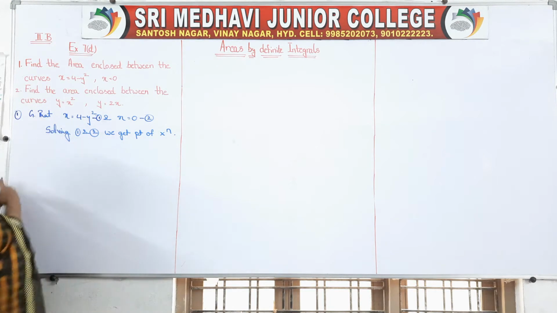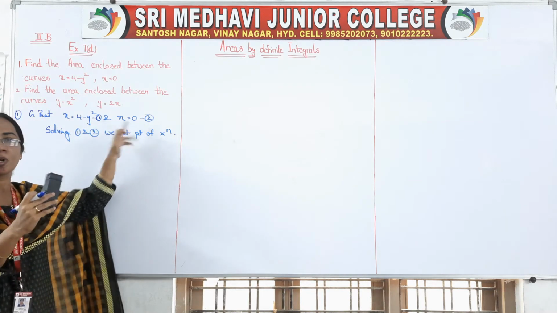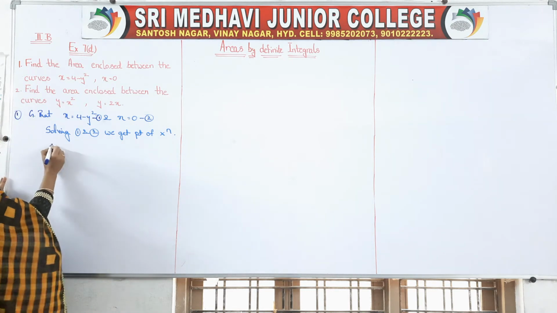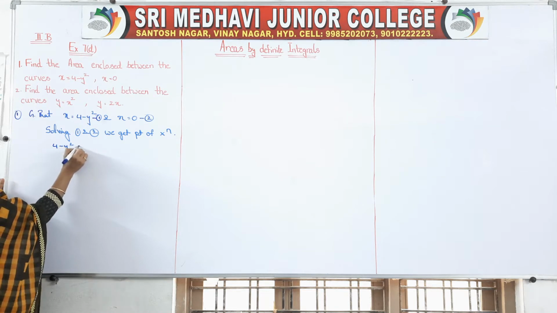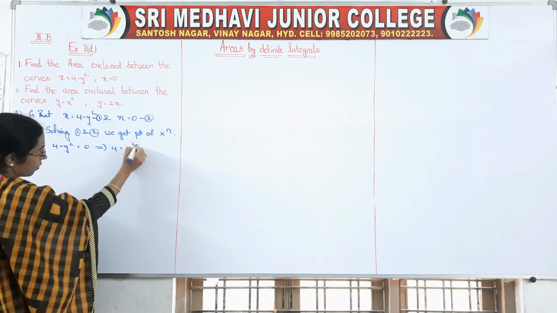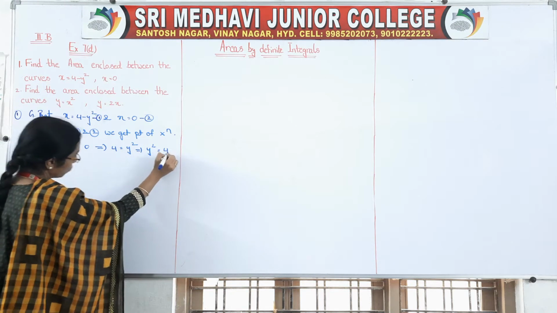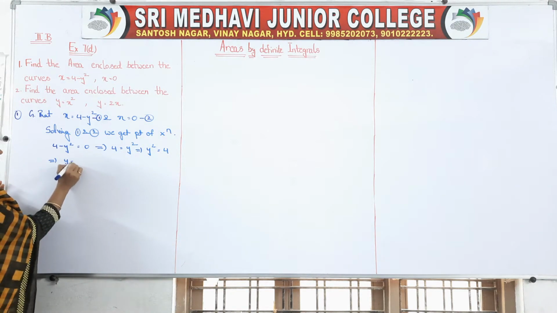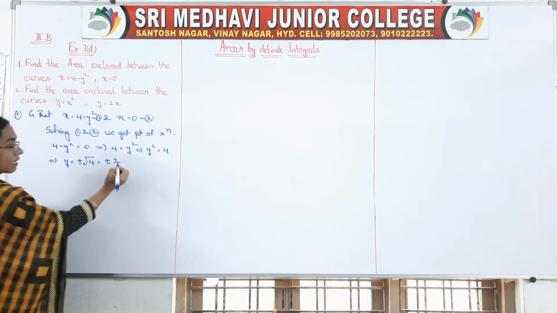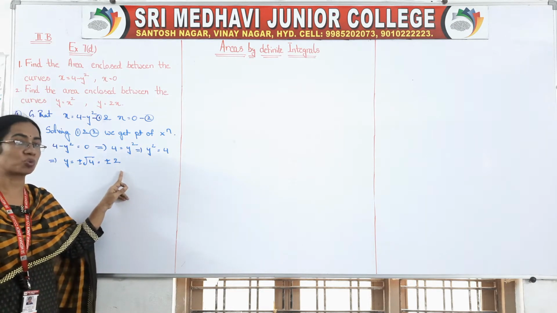Then what happens? If you see the left side of the equations, x is equal to, on the right side we can equate. Left sides are both equal, so we can equate the right sides. So it is 4 minus y square is equal to 0, implies 4 is equal to y square. Right, so we can write this as y square is equal to 4, implies y is equal to plus or minus root 4 is equal to plus or minus 2. Okay, you got your y values as plus or minus 2 now.